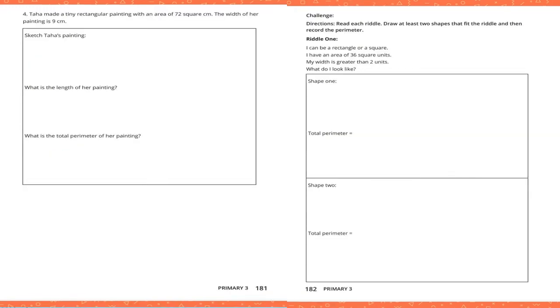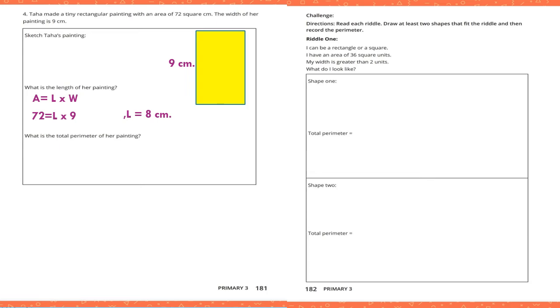Taha made a tiny rectangular painting with an area of 72 square centimeters. The width of her painting is 9 centimeters. So what is the length of the painting? Now to get the length, we have to divide the area of 72 by 9 and it will be 8 centimeters. And what is the total perimeter of the painting?